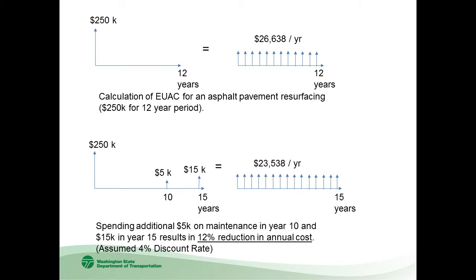But if I want to compare that with a preservation treatment, maybe I spend $5,000 per lane mile in year 10. Maybe it was a crack sealing treatment. Maybe I spend $15,000 per lane mile in year 15 with a different type of treatment. But what I've done is I've extended that time period from 12 years out to 15 years. Now I've spent extra money, but I've also extended the life. So that results in a $23,500 per lane mile per year cost. So the result is a 12% reduction in the annual cost.